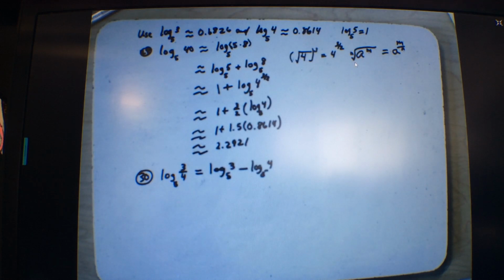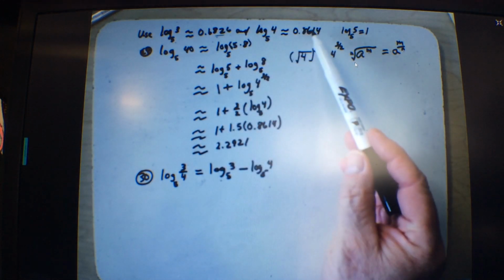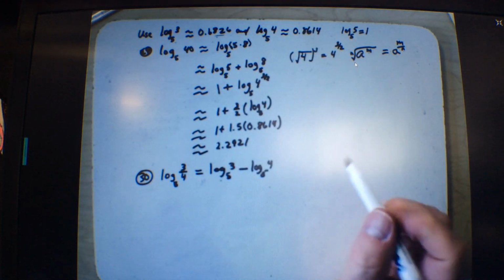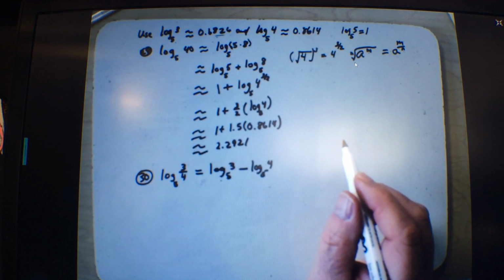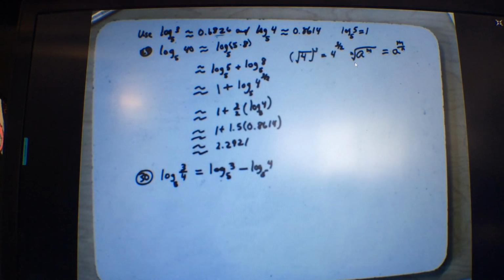Questions? Yes, you have a question? I'm going to plug log of 3 in here, and I'm going to plug this in here and subtract the 2 using my calculator. Right? Okay. One more, and then we're done.